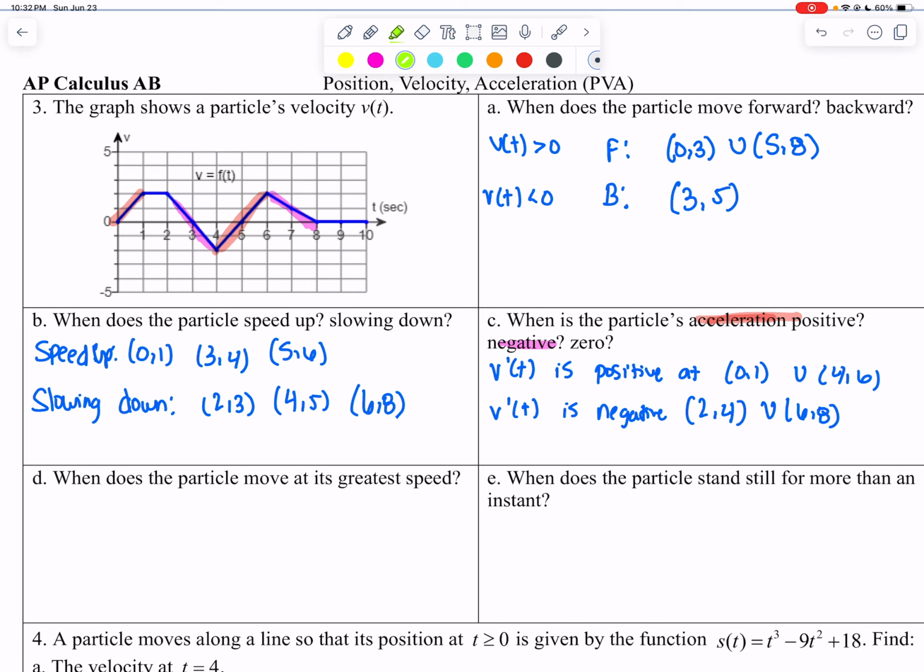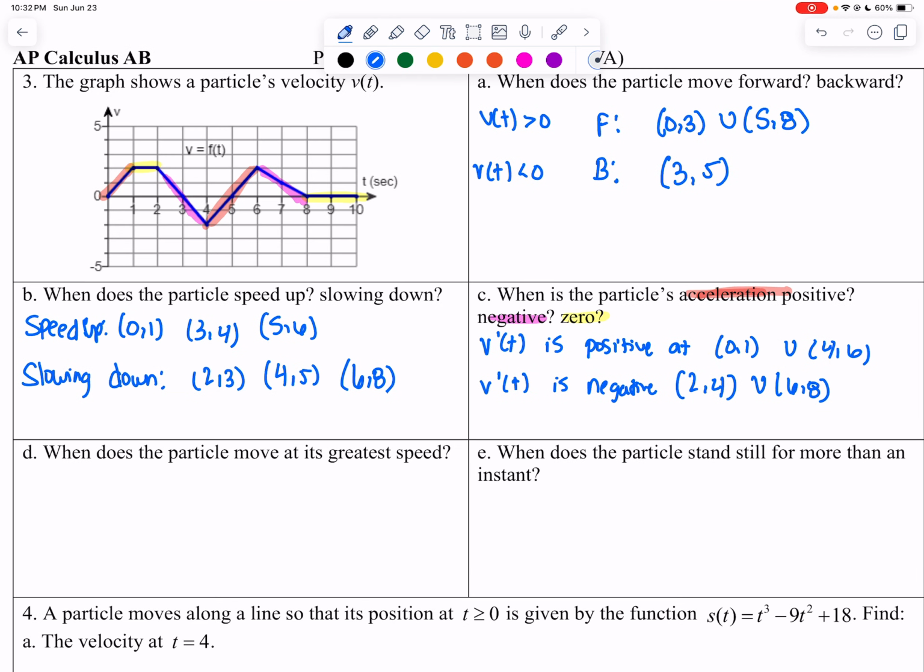And then last one, my acceleration is 0 whenever I am constant. So that's going to be from 1 to 2, and then 8 to 10, where v of t is constant.